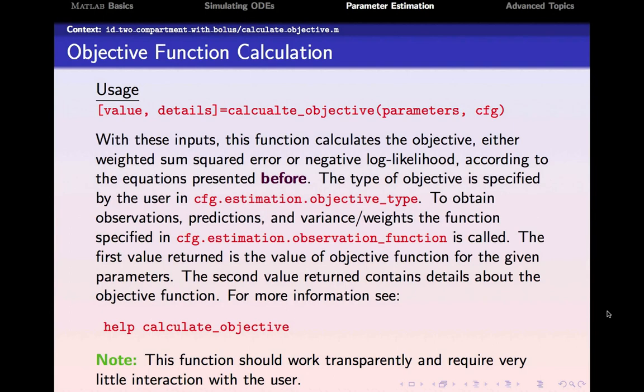When we use fminsearch, we're going to tell fminsearch to use the function calculate_objective.m to calculate the objective function with respect to changes in parameters that fminsearch is going to send into it. In general, you're probably not going to use this function too much by itself, but I'm going to go over its usage here anyway. Calculate objective takes two inputs, parameters and CFG, in that order, and then returns the value and any optional details that you might want to add, but you have to return some value.